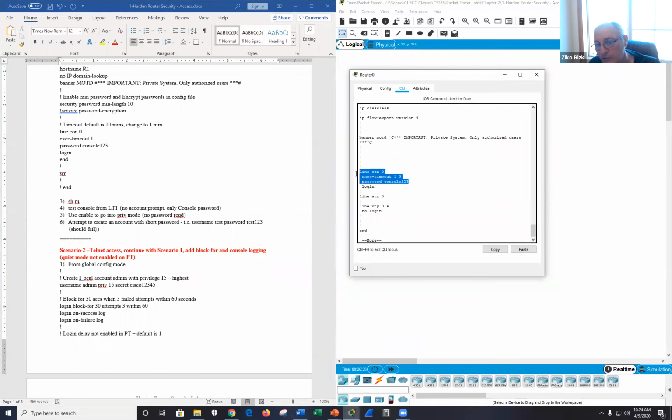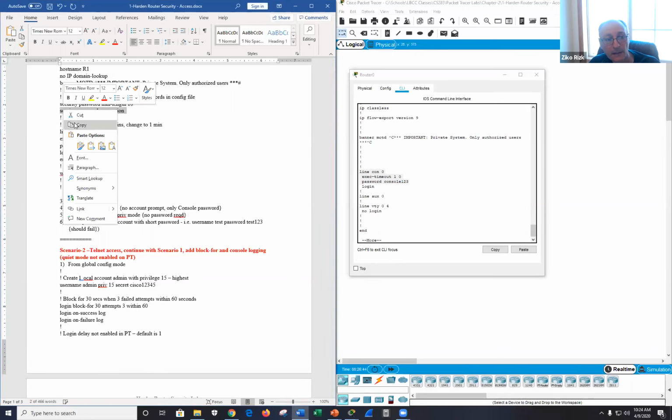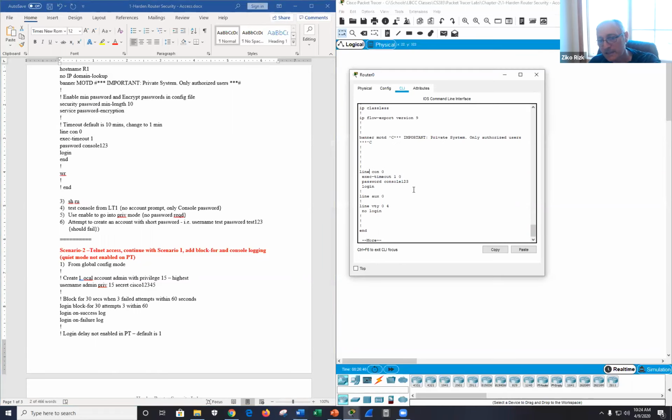But I will need this password service encryption for the console password. And maybe this is a good time to apply this command. So I'm gonna copy it. Everybody, let's see what's gonna happen to console 123. Paste it and do show run. And now you can see what happened to the console password.